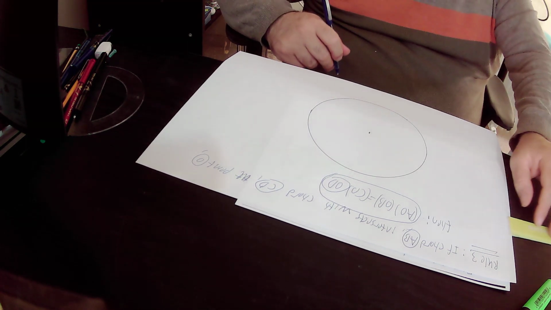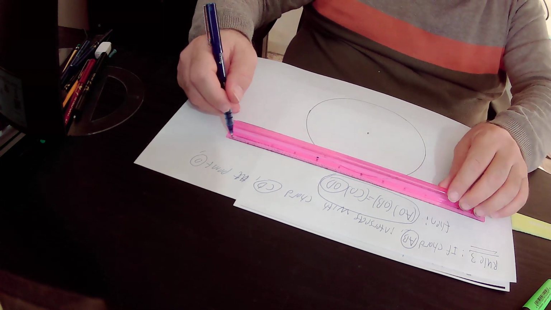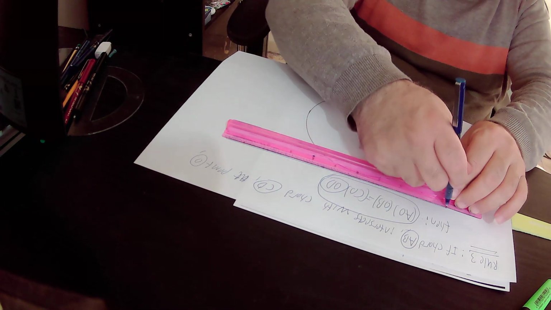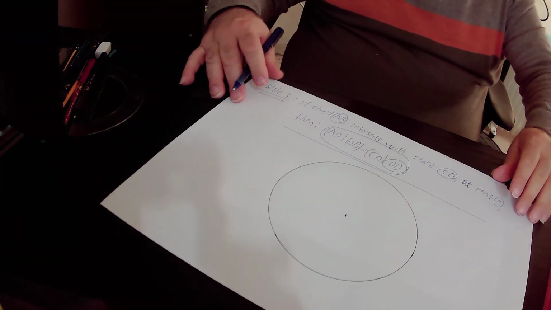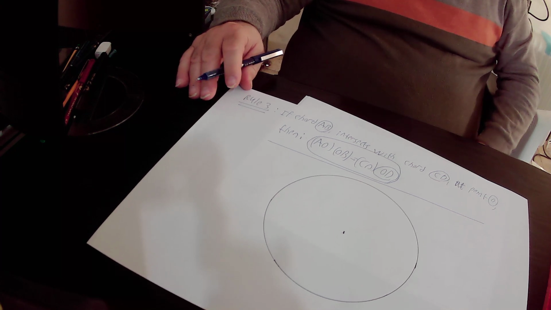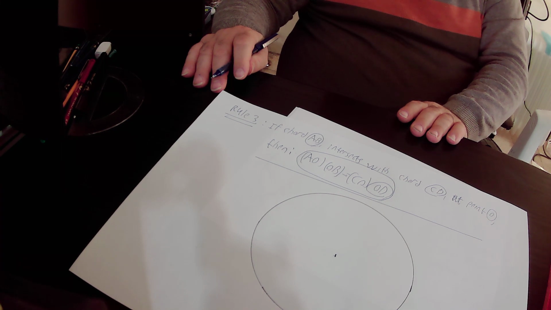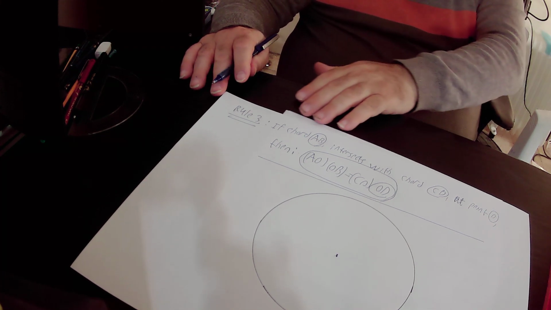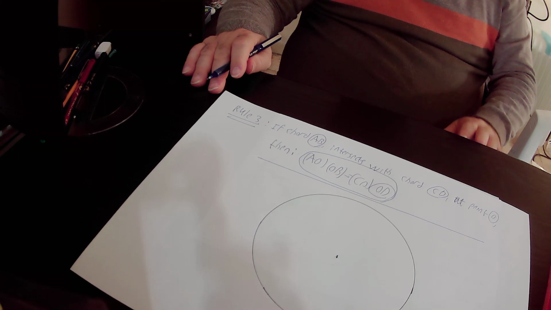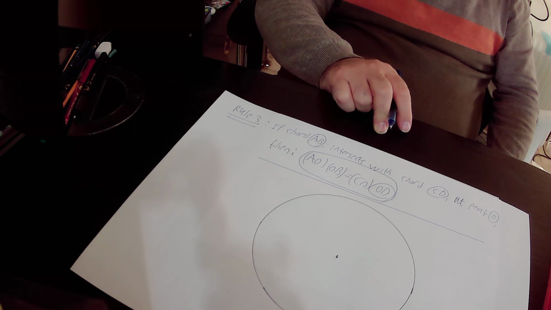I repeat again, according to rule number 3, if chord AB intersects with chord CD at point O, again point O is the intersection point, then the following formula is true, that AO times OB equals CO times OD.